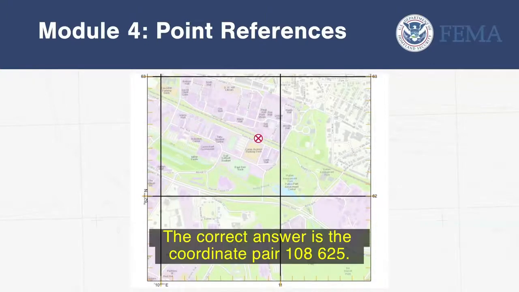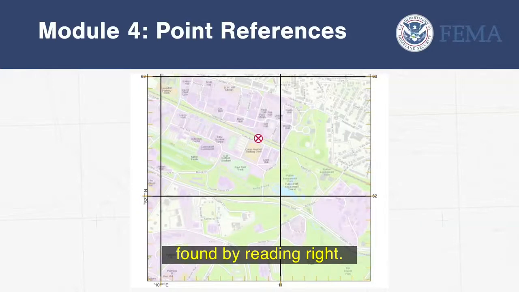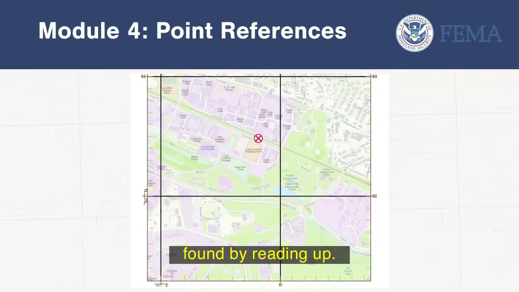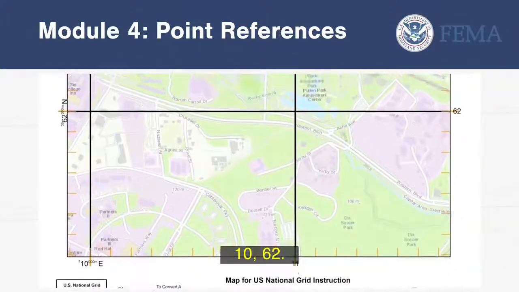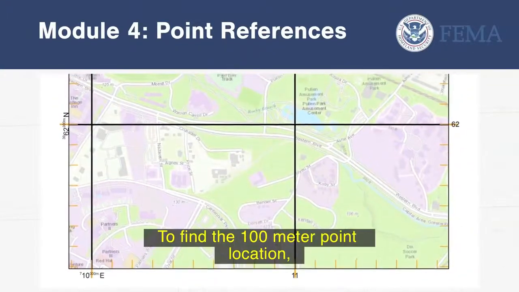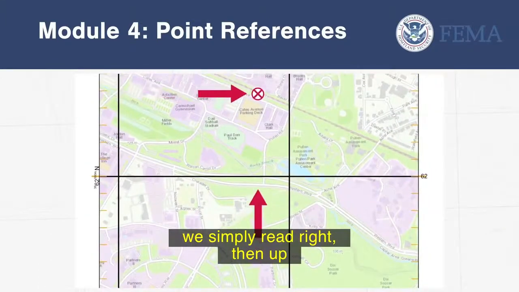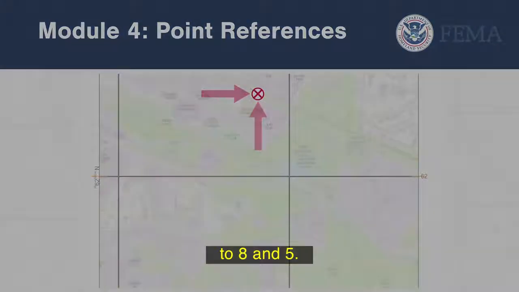The correct answer is the coordinate pair 108625. The first 3 digits represent the easting, found by reading right. The next 3 digits are the northing, found by reading up. We see that the X is in the 1,000-meter grid square 1062. To find the 100-meter point location, we simply read right, then up, within this 1,000-meter grid square to 8 and 5.